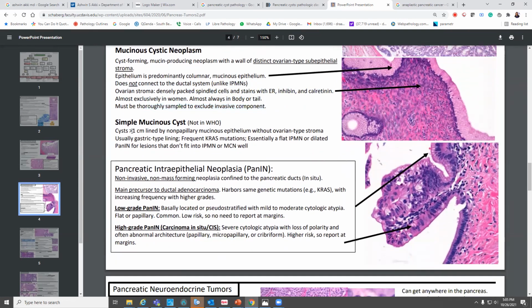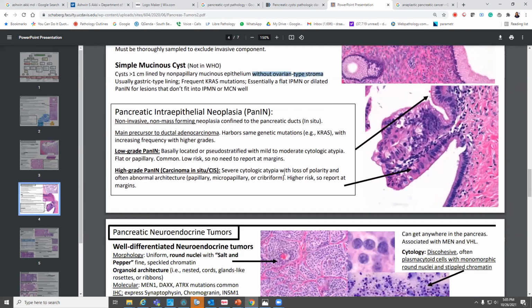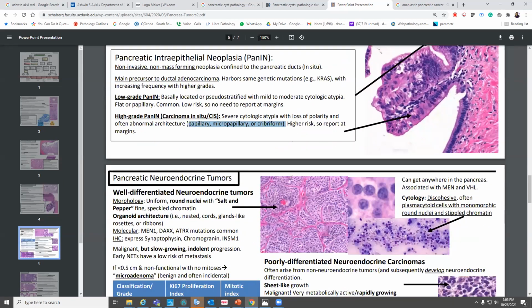A simple mucinous cyst more than 1 centimeter, without ovarian-type stroma, is a differential. And then PanINs. The PanINs can be low grade and high grade. The low grade will be pseudostratified, basally located nuclei, mild to moderate cytologic atypia, flat or papillary. High-grade PanIN would show loss of polarity and abnormal architecture, papillary, micropapillary, or cribriform. And we have to report if the margins are positive for PanIN.